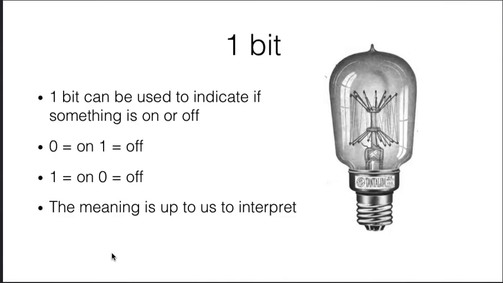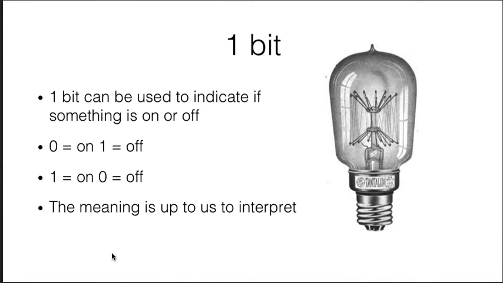So, a light bulb could be on, or it could be off. And with one bit, we can represent those 2 possible states. We might say a 0 means that the light bulb is off, and then 1 means that it's on. Or we could say 0 means that it's on and 1 means that it's off. It's totally arbitrary. But with 1 bit, we can represent 2 possible scenarios. Okay?